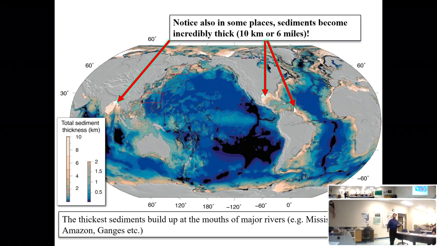Another thing I should point out here, you might notice that sediment thickness is generally greater on the Atlantic than the Pacific. You can see that there's some parts of the Pacific that are totally barren. A big reason for this is that it just so happens that a lot of the rivers of the world, the biggest rivers of the world, drain into the Atlantic and not to the Pacific. So that's part of the reason.